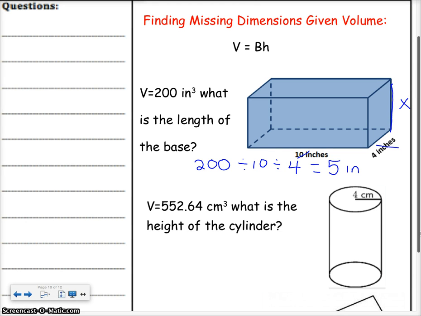You can always double check your work if you're a little unsure of working backwards. So you should be able to go 5 times 4, times it by 10, it should give you 200. 5 times 4 is 20, 20 times 10, 200. So it definitely worked out.